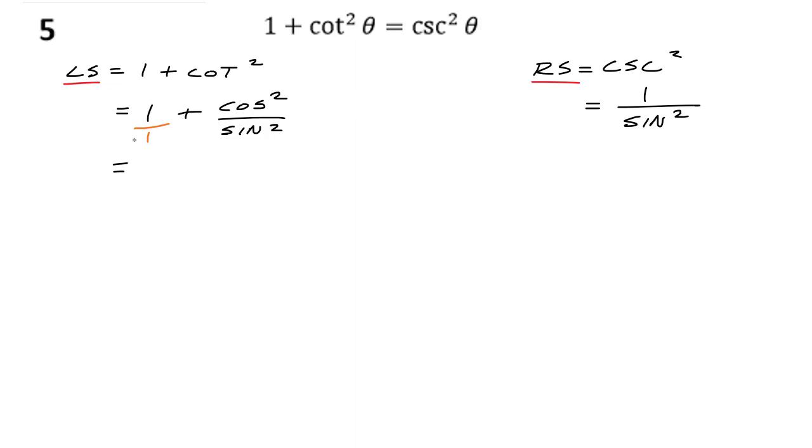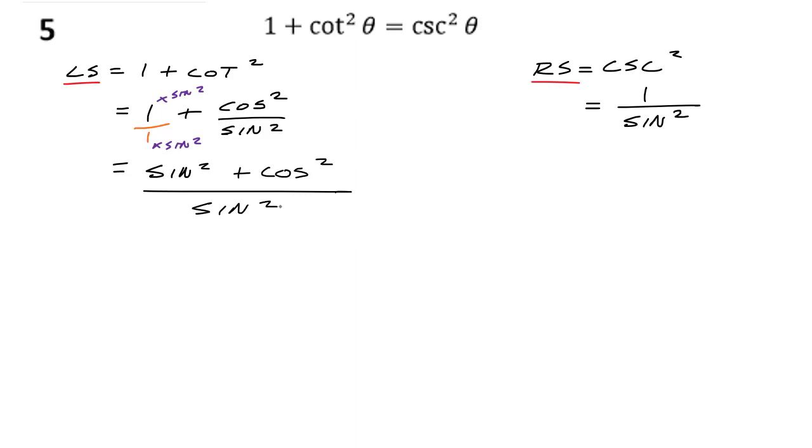So we need a common denominator. Well, what's the common denominator for 1 and sine squared? It's going to be sine squared. So what am I going to do? I'm going to multiply this by sine squared. I'm going to multiply the numerator by sine squared. All right, so what do we end up having here? Sine squared plus cos squared over the common denominator of sine squared.